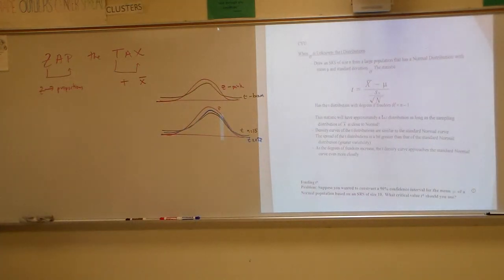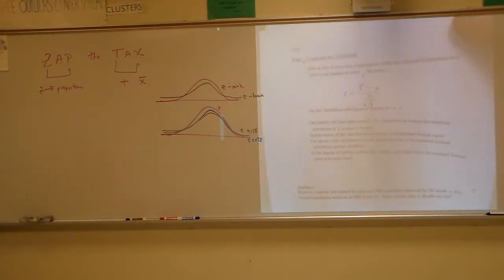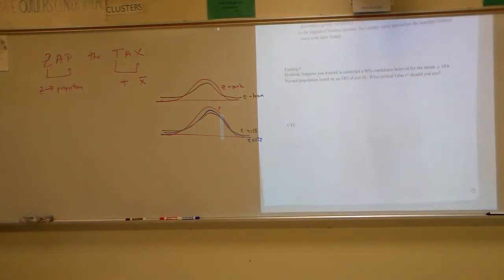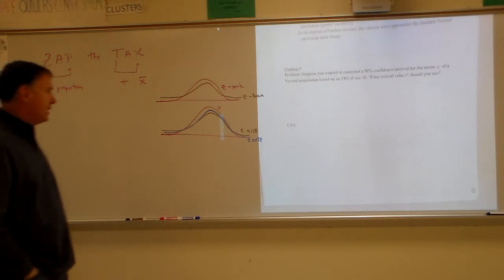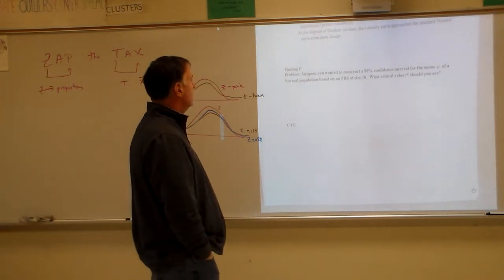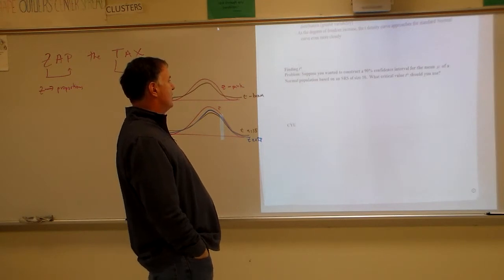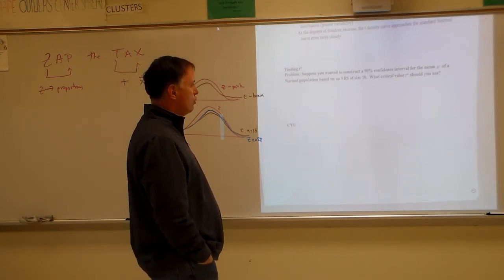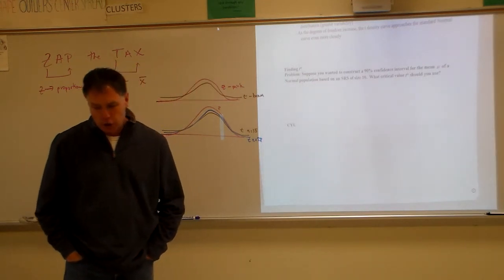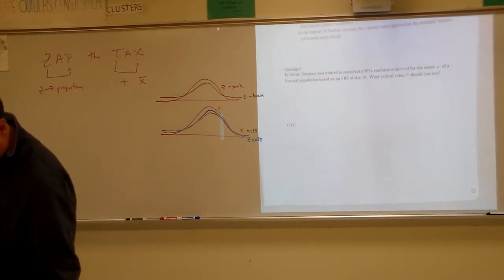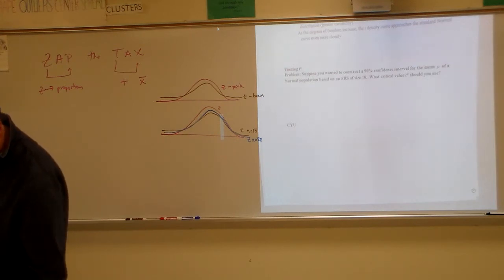So, we get to this next question. Suppose you wanted to construct a 90% confidence interval for the mean of a normal population based on an SRS of size 10. What critical value T should you use? Okay, so we have to find a critical t. Okay, find a critical t for this.